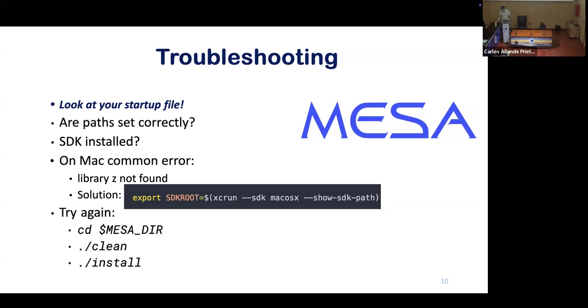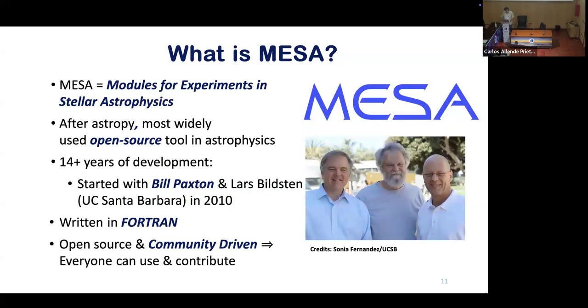I can give you now a little bit of an overview of what MESA is, less under the hood, but in general. So what does MESA actually stand for? MESA is Modules for Experiments in Stellar Astrophysics. We will come to why modules in a minute. And after AstroPy, and I checked this, it's the most widely used open source tool in the astrophysics community, which is quite a statement. MESA has over 14 years of development.